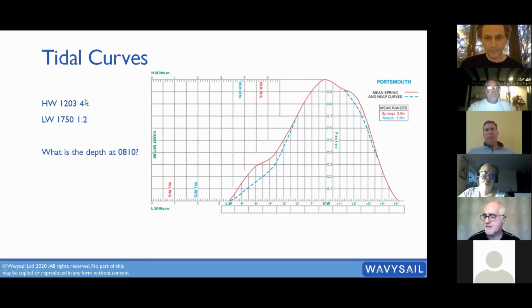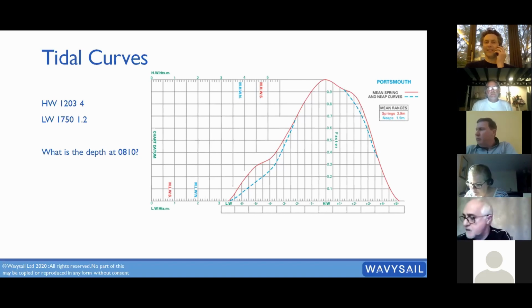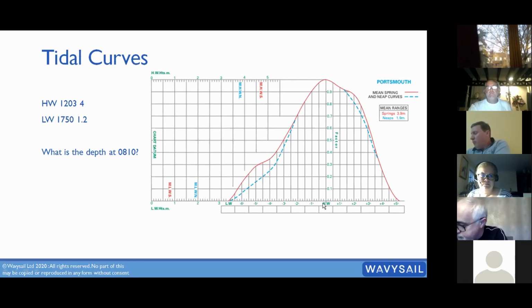1203, we had 4 meters of tide. 1750, we had 1.2. What is our depth at 8:10 in the morning? So, high water in meters, low water in meters, high water in time.